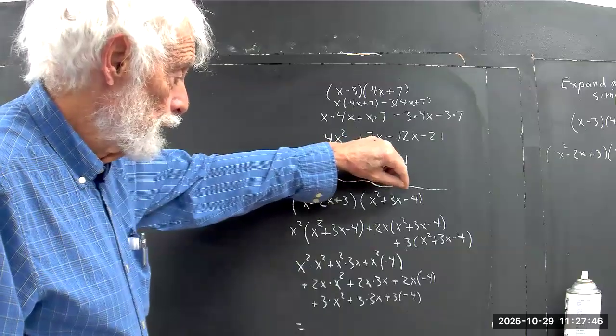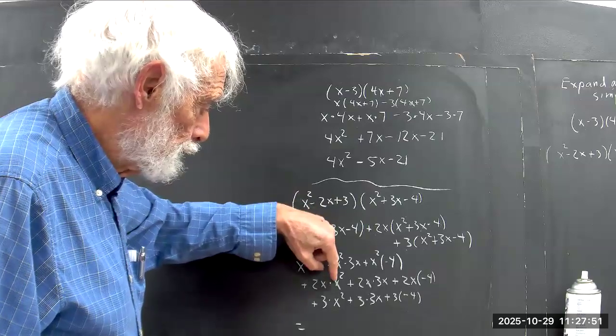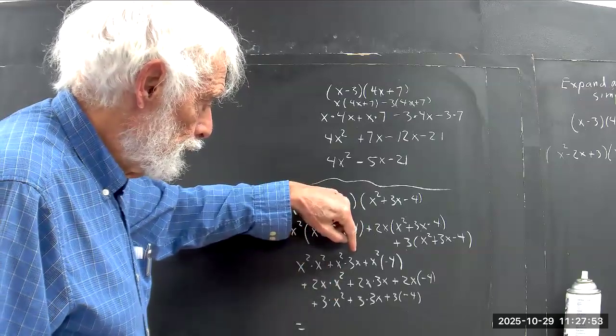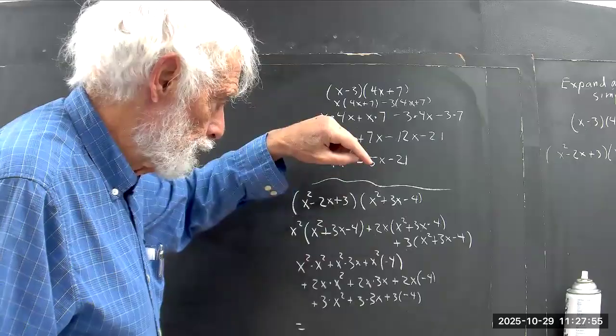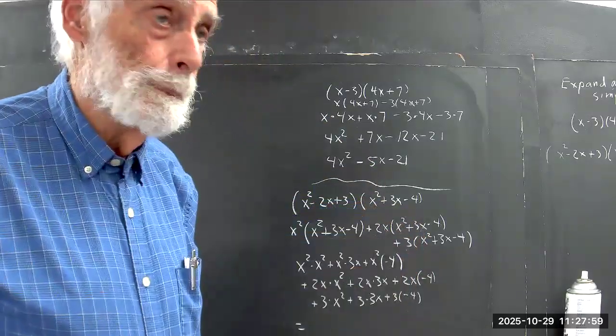My x squared and my 3x, my -4, they appear here. Here's the x squared, here's the 3x, here's the -4.